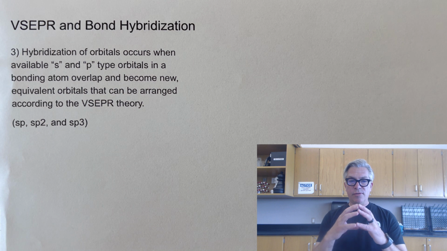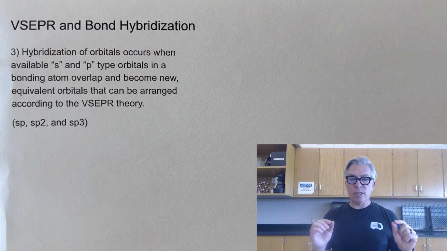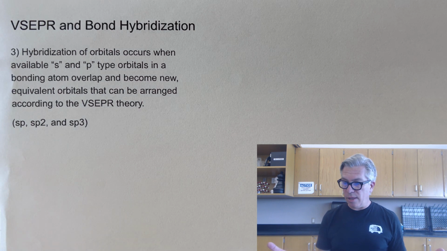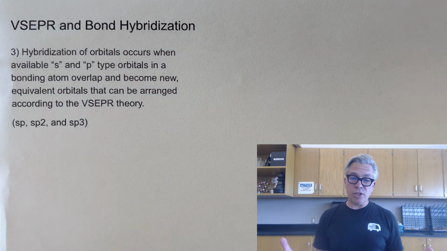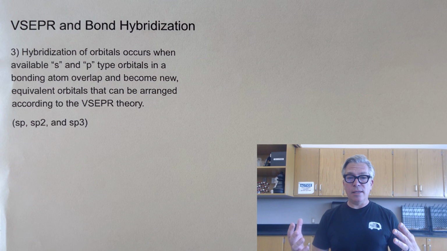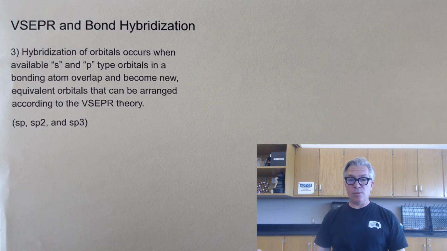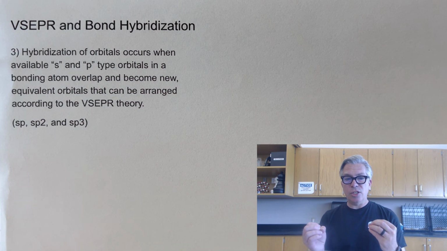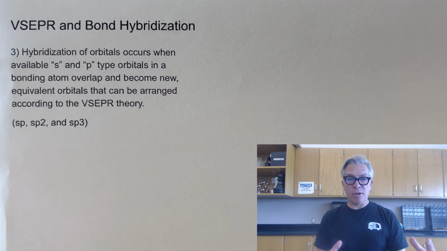S orbitals are spherical shaped, you've got to imagine that, whereas P orbitals have sort of a figure 8 infinity sign shape to them. And they're not equivalent shapes. But when the atom says, okay, it's time for me to bond with things, I want equivalent orbitals. I want everything to be as symmetrical as possible. So what the electrons in those orbitals do is they actually change their wavelength and frequency, and they change their possible locations, and the orbitals actually change.